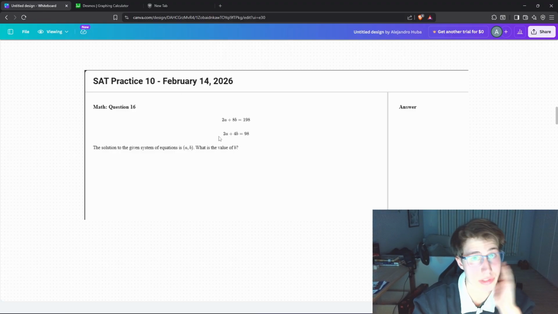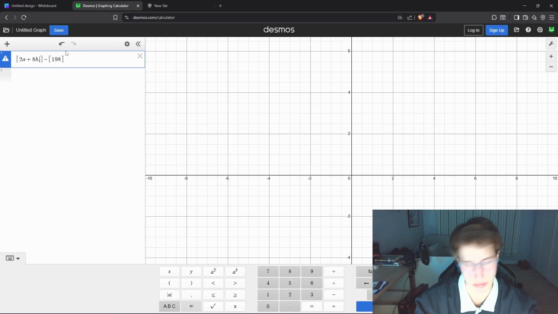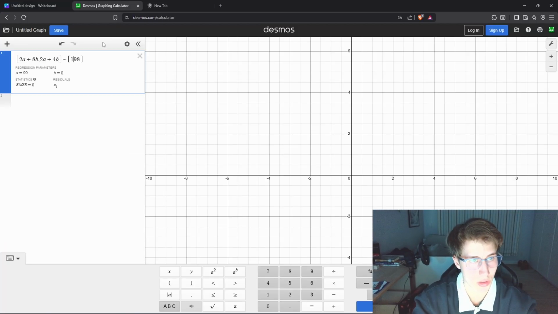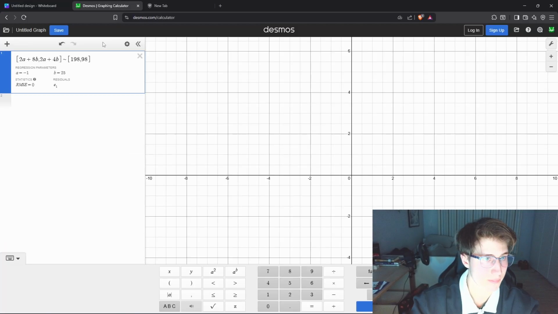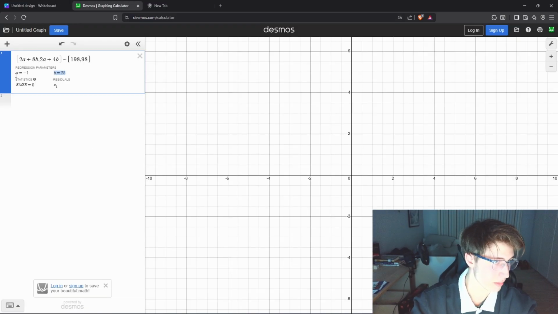So we need to give it the second equation, which we can separate with a comma, and this essentially tells Desmos, hey, we're giving you a new equation to factor in as well. So 2a plus 4b also equals 98. And it tells us what is the value of b. So it tells us right here, a is -1 and b is 25. So our answer is 25.